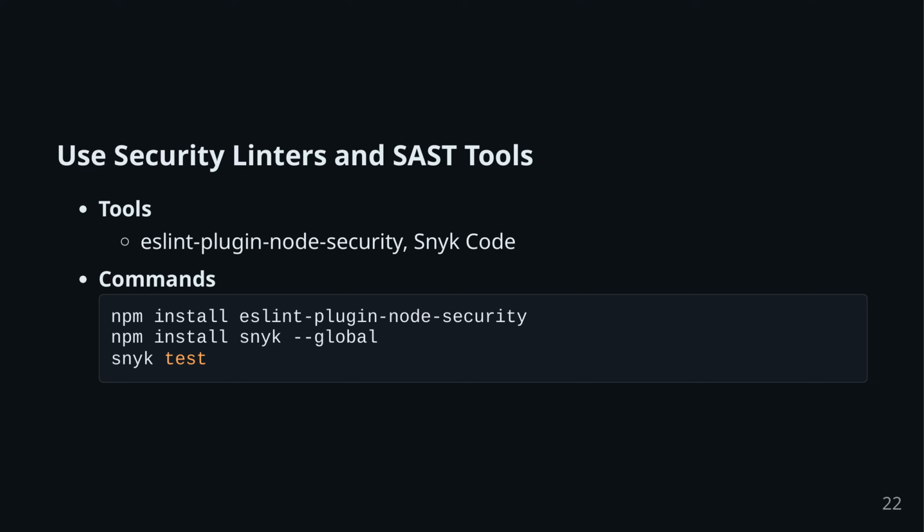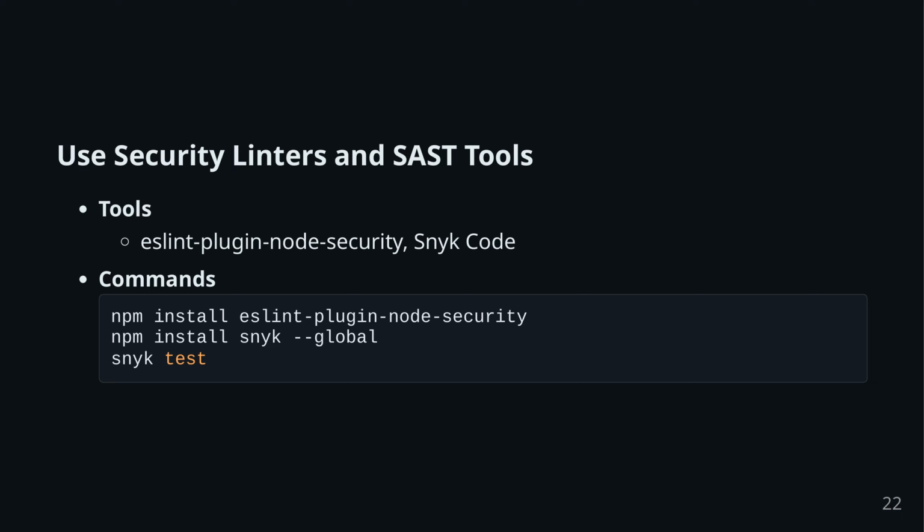For ESLint plugin Node Security, run bash: npm install eslint-plugin-node-security. For Snyk Code, you can globally install Snyk and run security tests using bash: npm install snyk -g, snyk test. By incorporating these tools into your development workflow, you can proactively identify and address potential security issues, making your applications more robust and secure.